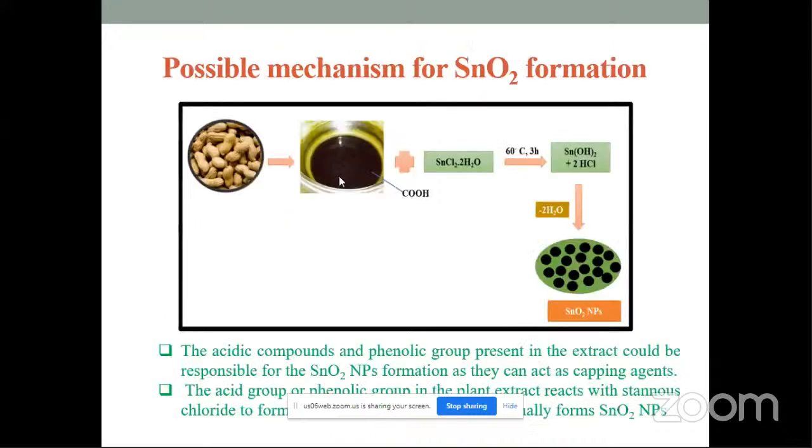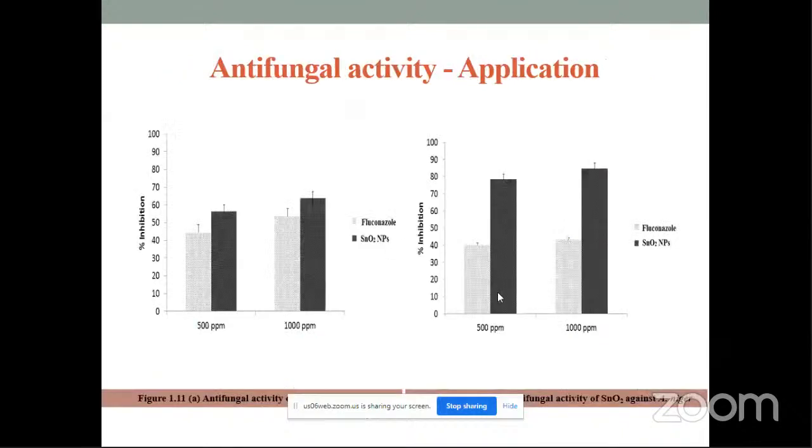And we have also looked at the various possible mechanisms. This is how we have taken the materials. Taking the groundnut, the process is that the acidic and phenolic compounds help in the formation of the SnO2 nanoparticles. The acid or phenolic group in the plant reacts with tin chloride, and then we are able to get the tin oxide nanoparticles.